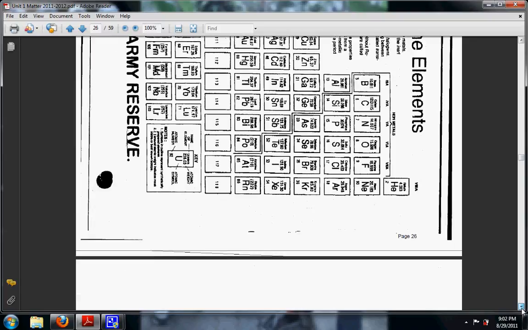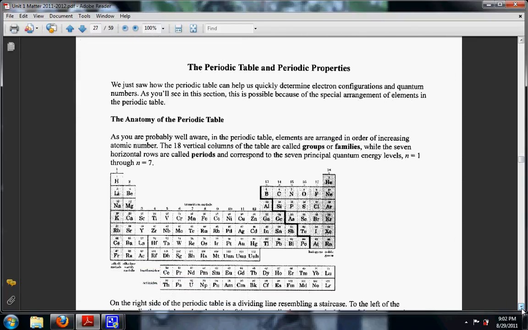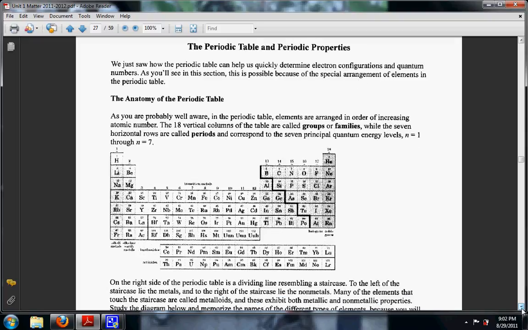The second thing I think you should have out while I talk right now is page 27, because this has an example of the periodic table with some of the important parts. Let me tell you about them.